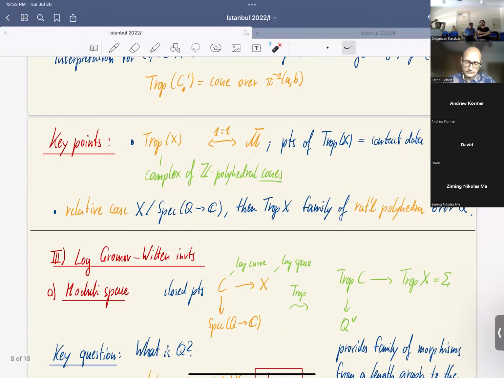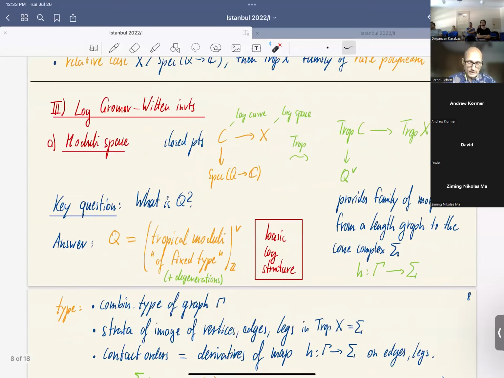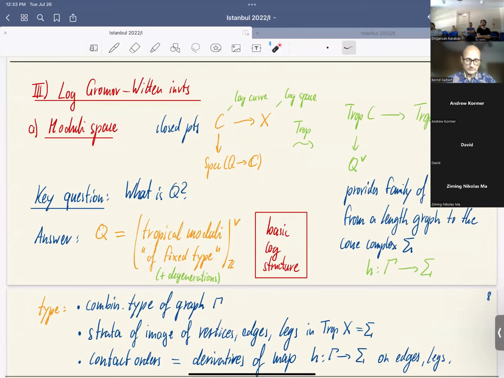And I wanted you to note that the tropicalization of a log space is really equivalent to knowing what M bar is. Okay, that wraps up all the discrete information. And then I started with log Gromov-Witten invariants, but let's start here again.